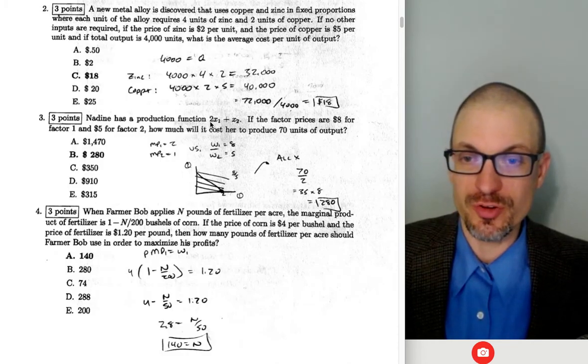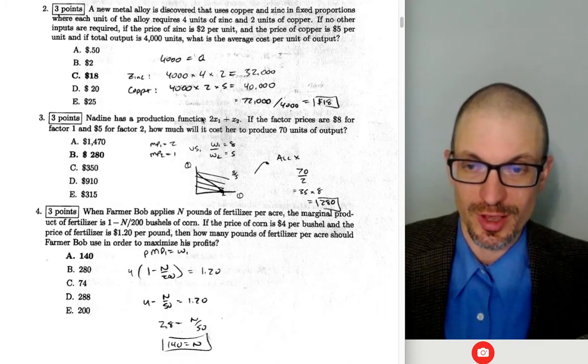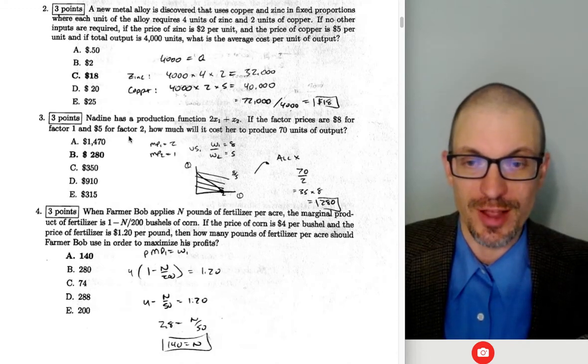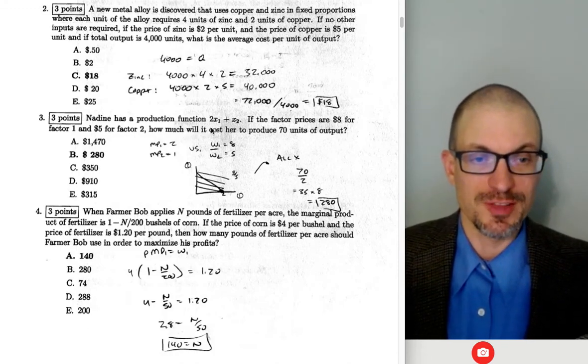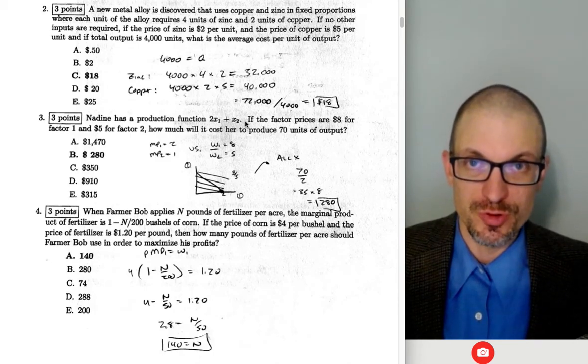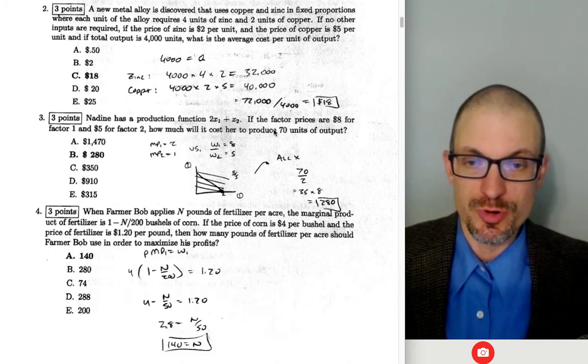All right, so we've got a production function 2x1 plus x2. So this is perfect substitutes, isoquants. If the factor prices are $8 for factor 1, 5 for factor 2, how much is it going to cost to make 70 units of output? What we've got to do is figure out, with perfect substitutes, is this going to be all X, all Y, or maybe some mixture to be able to produce those 70 units?